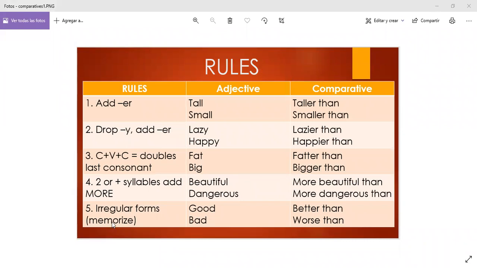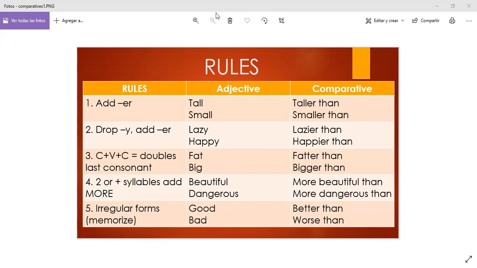Also, we have the irregular forms. In this case, you have to memorize them. Why? Because if you don't memorize them, you are going to forget them. So here we have good and we have bad. Good, the comparative is better than, and bad, the comparative is worse than. That is about the rules.